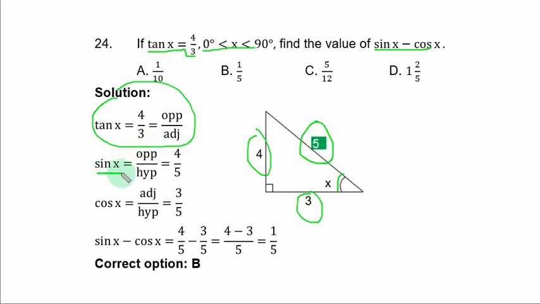So sin x is opposite over hypotenuse, that is 4 over 5. Cos x, adjacent over hypotenuse, that is 3 over 5. Therefore, sin x minus cos x is equal to 4 over 5 minus 3 over 5. You have like fractions. You simply subtract the numerators and you have (4 - 3) over 5, and that is 1 over 5. B is the correct option.